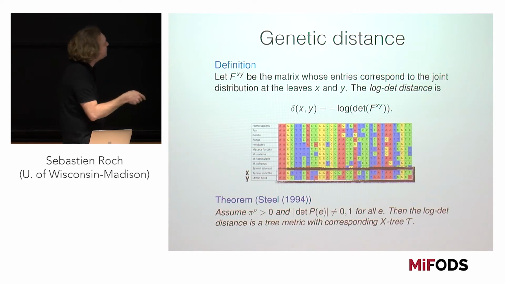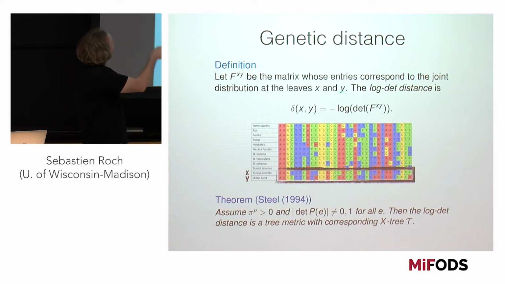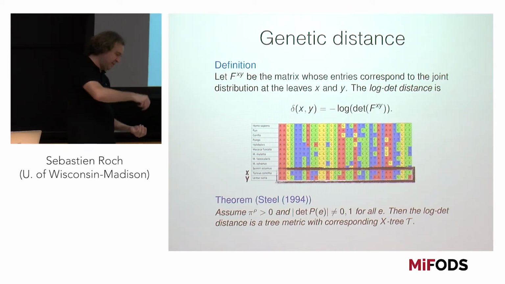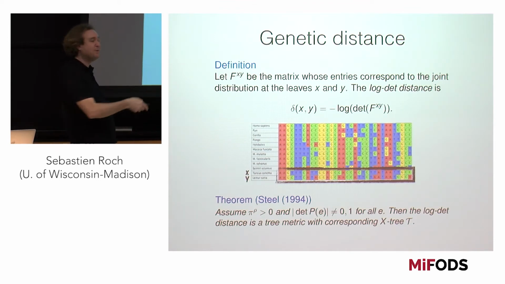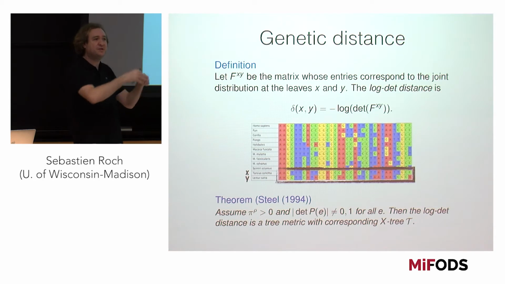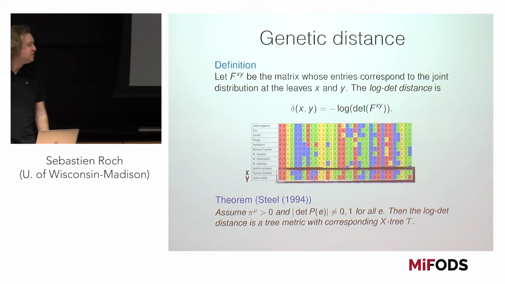And that turns out to work because of the Markovian structure here. This joint distribution of x and y, you can think of it really as a product of transition matrices. And so the determinant of this product becomes a product of determinants, and you take the log and you get a sum. This thing just adds up over the edges, and you get a proper distance there.